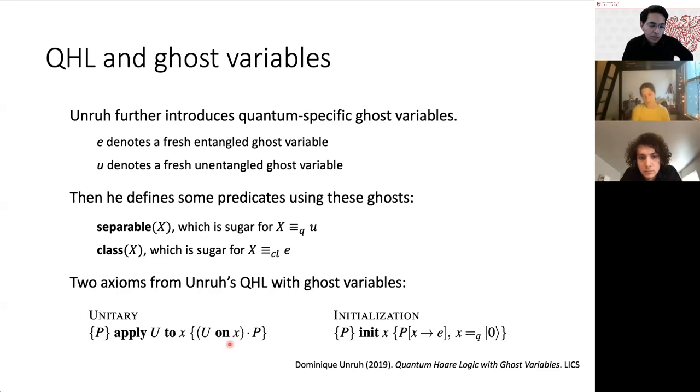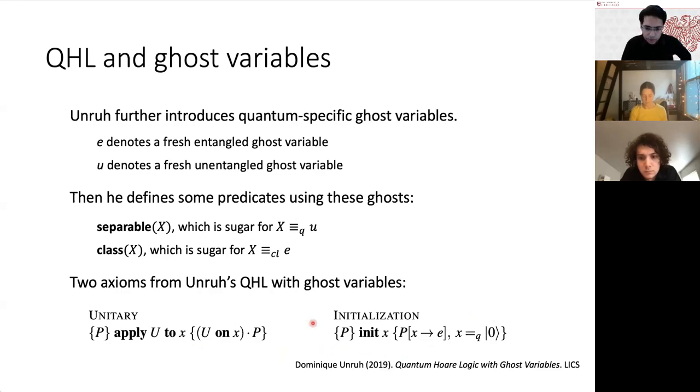So this notation basically means that U may be applied to only a part of the subspace which is represented by X, and we saw this U dot P predicate in the previous slide. So this lets us do forward reasoning on application of unitaries. And again, we'll be directly using this rule in our work.